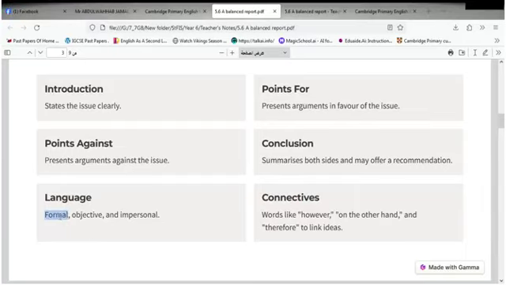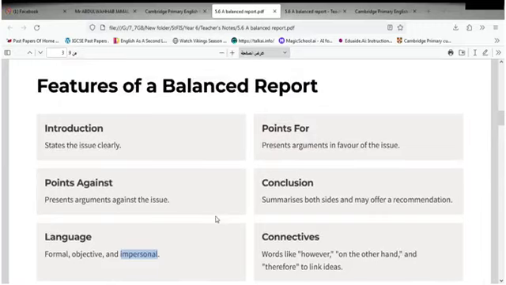About the language, we have formal language. We don't have any contractions. We have no personal voice. We have an objective point of view. We do care about the problem. We don't care about people, about the doers. And then we have an impersonal voice using he, she, it, they in general. I'm talking in general. I'm not talking in a specific or in a personal way.